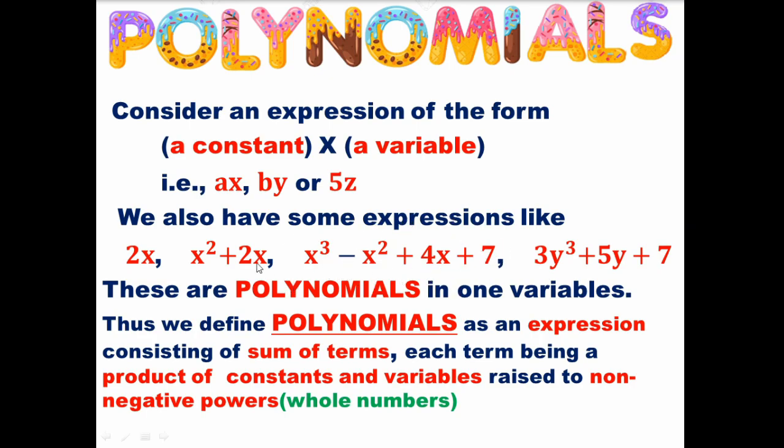Okay. And how is each term? Each term will be a product of constants and a variable raised to a power. Okay. And the restriction on this power is that it should only be non-negative powers. That is, it should be positive or 0. Okay. That means it should be a whole number only. This is the definition of a polynomial.